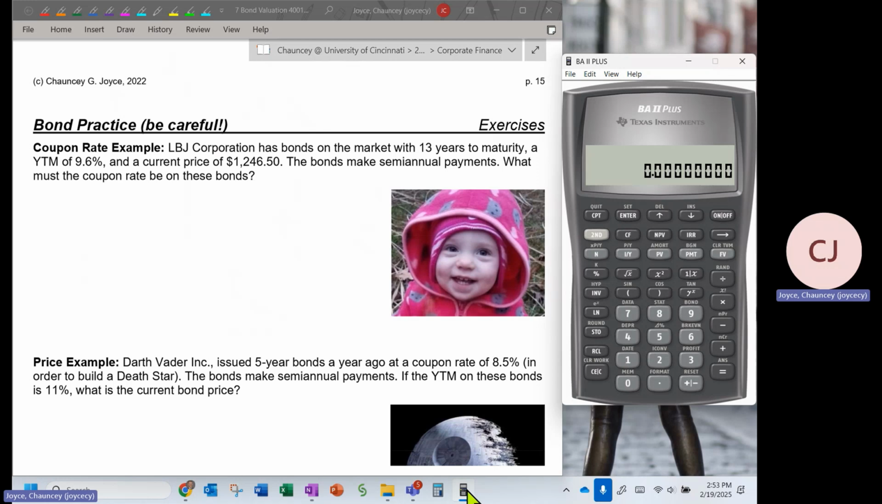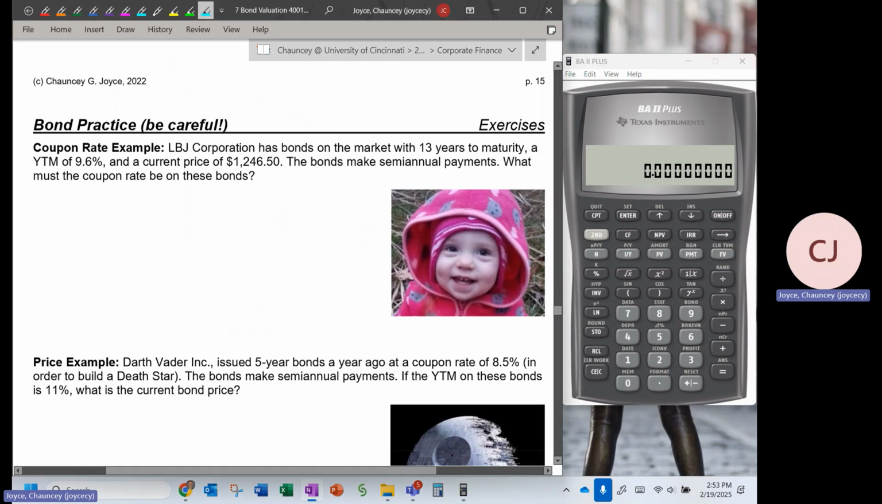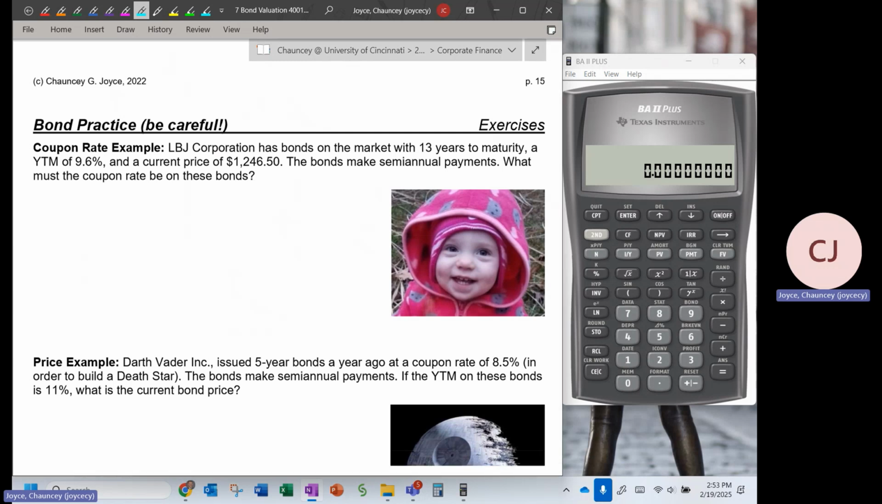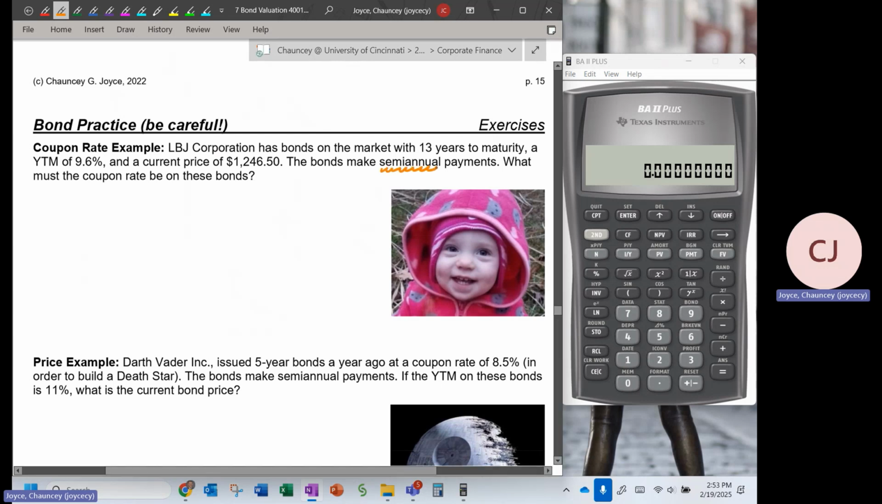LBJ Corporation has a bond on the market with 13 years to maturity, a yield to maturity of 9.6%, again, that's an annual percentage rate, and a current price of $1,246.50. The bonds make semi-annual payments, and that's important. What must the coupon rate be on these bonds? So let's set up our variables here. We have time, we have yield to maturity, we have present value, we have payment, and we have face value or future value.